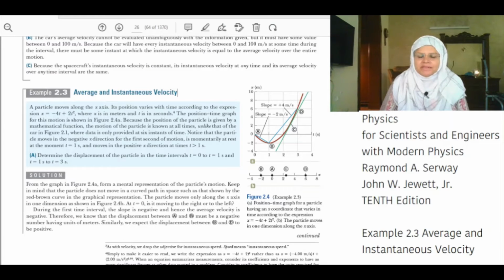Today we will cover example 2.3, average and instantaneous velocity, from the book Physics for Scientists and Engineers with Modern Physics by Serway and Jewett, 10th edition.